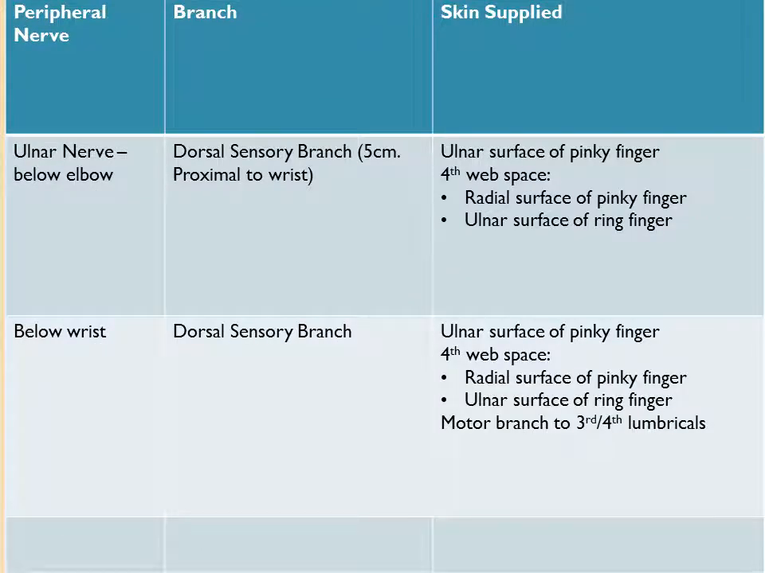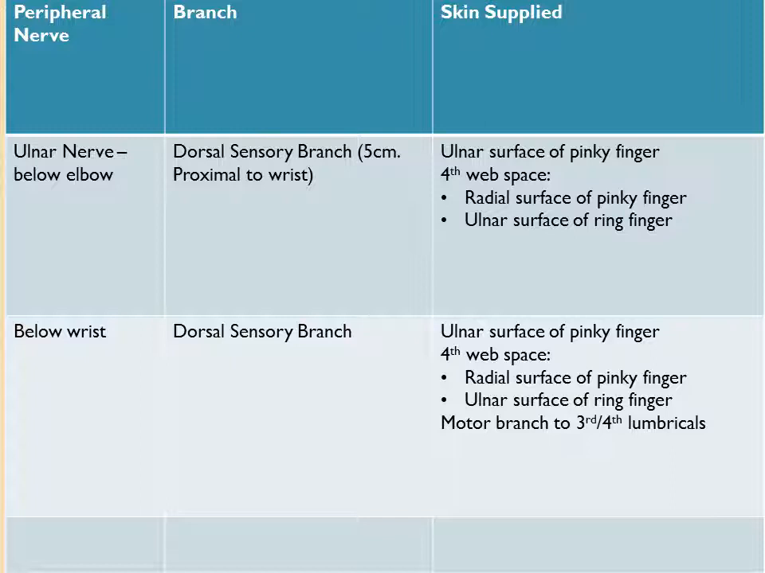Well, the ulnar nerve, as it passes below the elbow, sends off a dorsal sensory branch. It gives this branch off about 5 centimeters proximal to the wrist. So it's interesting to note that the ulnar nerve does not provide sensation in any region of the forearm, whether we're talking about the volar aspect, the dorsal aspect, the radial aspect, or the ulnar aspect of the forearm. The ulnar nerve does not provide sensation to the forearm.